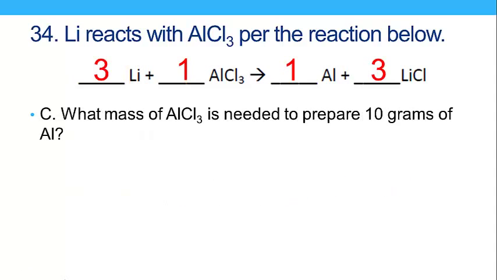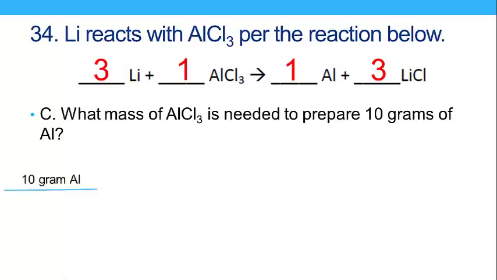What mass of aluminum chloride is needed to prepare 10 grams of aluminum? So in this case, we're going to go from grams of one thing to grams of another thing. So because I'm changing between 2 different chemicals, I still need a mole ratio, but I need to change the grams into moles and then the moles into grams.